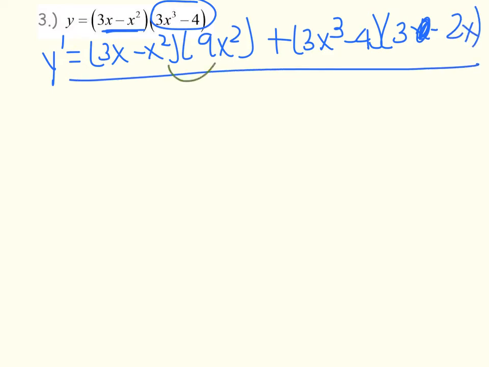If you'd like to, you could distribute the 9x squared, you could FOIL these two out, and then you can combine like terms. I'm not going to do that for the purposes of this video, but you will do that when you do your assignment.